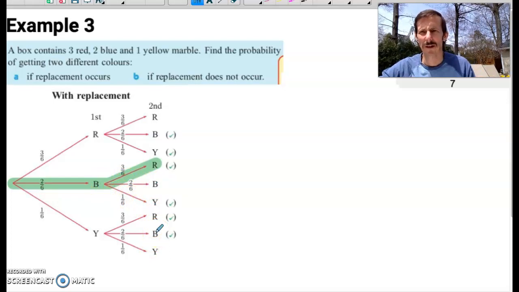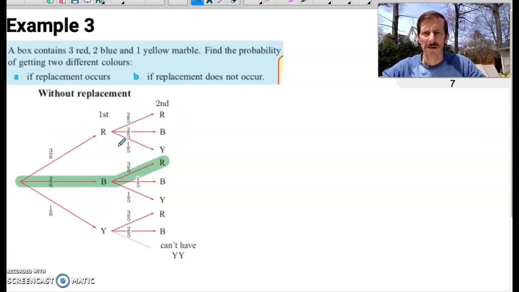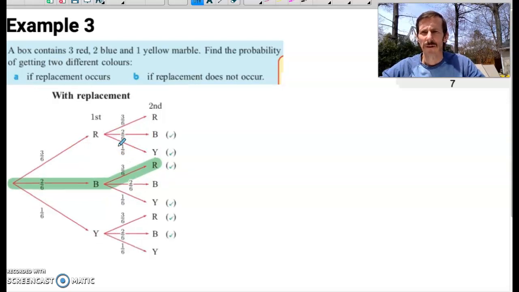If I'm interested in getting 2 different colors, all the ones with checks would be the outcomes that yield 2 different colors, which means this would not. The blue and blue and the yellow and yellow, none of those would work. So to get my answer for if I put the marble back, these are the same probabilities: after I take a red one out, I still have a red one. I could get each of these outcomes by multiplying along the branches, and that's with replacement.